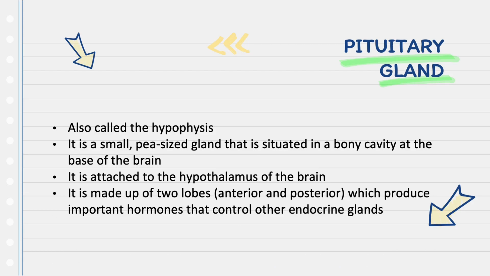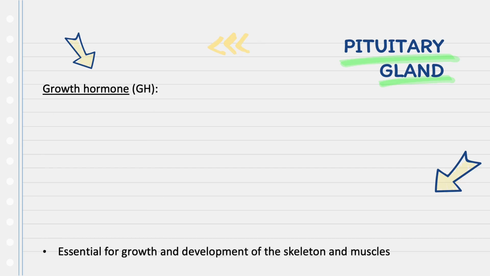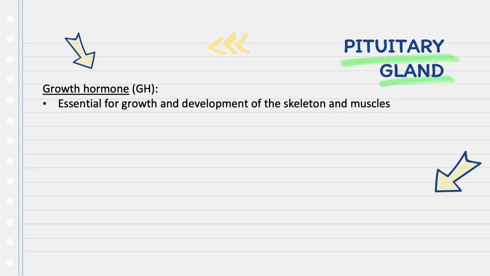The pituitary gland is made up of 2 lobes, the anterior and posterior lobes. These produce important hormones that control other endocrine glands. The pituitary gland can also be called the master gland. The pituitary gland is known for secreting more than one hormone, the first being the growth hormone, GH. The growth hormone is essential for growth and development of the skeleton and of the muscles.